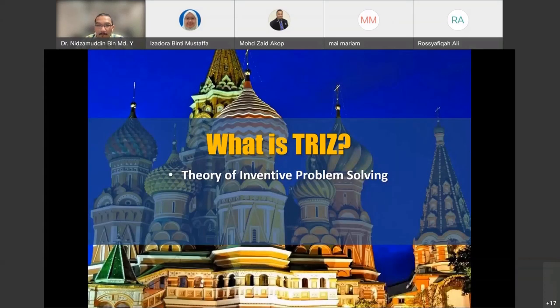So what is TRIZ? TRIZ is basically the theory of inventive problem solving. What is an inventive problem? If you have a 1,000 kilo load and you put it on a shelf or a table, and the table collapses, that means the table is not strong. So what happens? We want a stronger table. So we change the material of the table, maybe from plastic to metal. So the problem is solved.